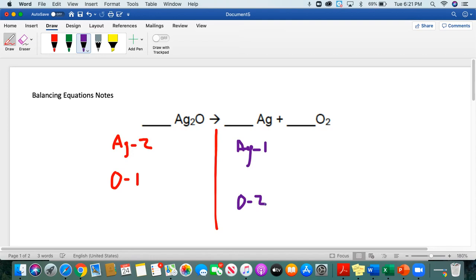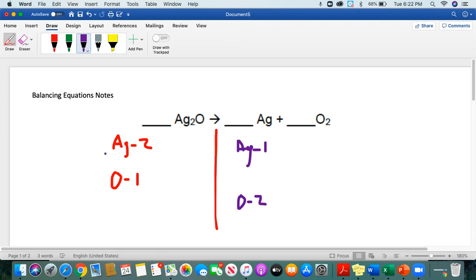According to the law of conservation of mass, if I have 2 silvers here, then I need to have 2 silvers here. Remember, this 2 represents the number of moles. If I have 2 moles of Ag here, then I should have 2 moles of Ag here, but I don't. Same thing with oxygen. I should have 2 oxygens on both sides because I have 2 here. That's not the case. So we have to balance this equation so both sides have the same amount of atoms. I can put numbers in front, and it's going to affect everything here, but I can't put numbers in between, okay? So let's go ahead and try to balance.